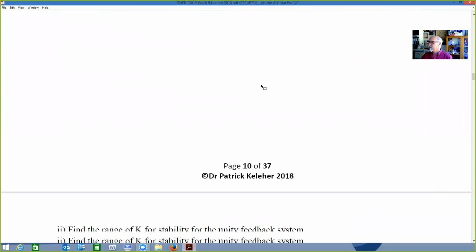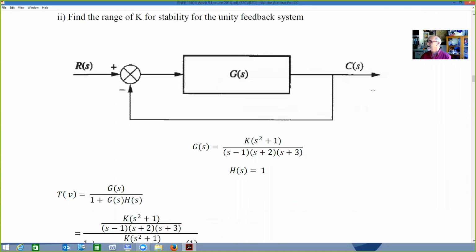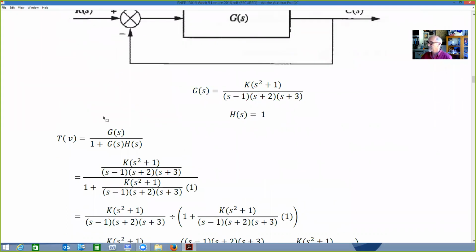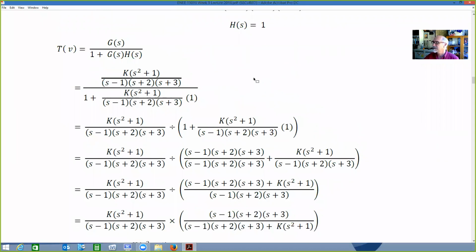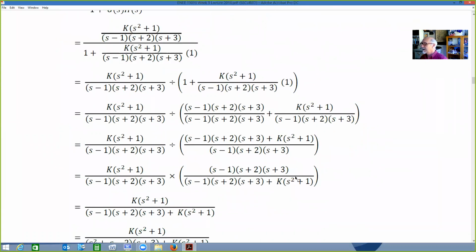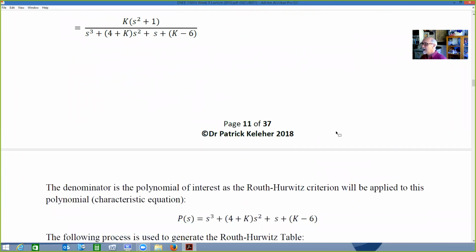All right. Then find the range for stability for the unity feedback system. Well, here's our system. There's our g of s function. And so we're using unity feedback. So go through and find out what that looks like as a feedback system. Follow the mathematics through. It's a lot of just doing, as you can see, getting common denominators, then flipping that over, and then here's our expression. This now takes into account that we've got a feedback system, and that's the proper expression.